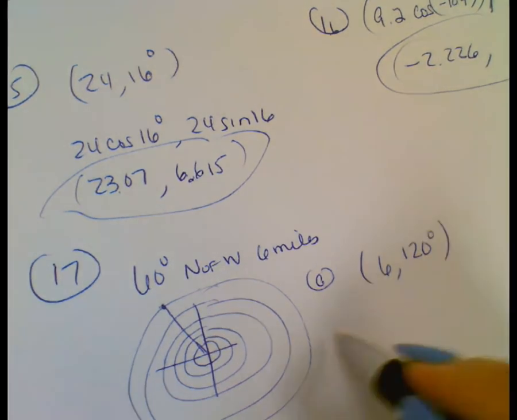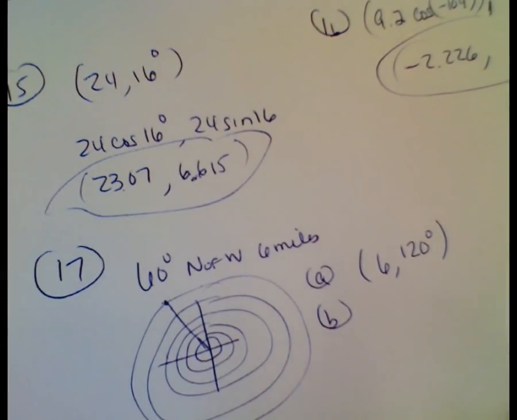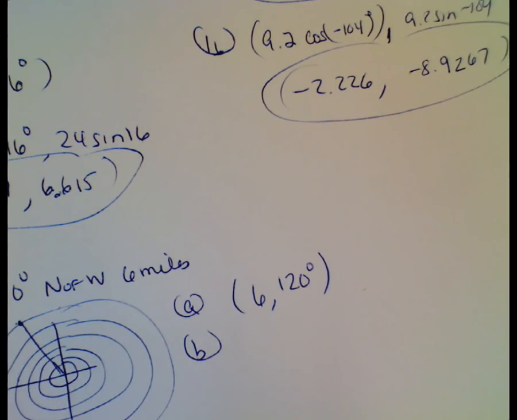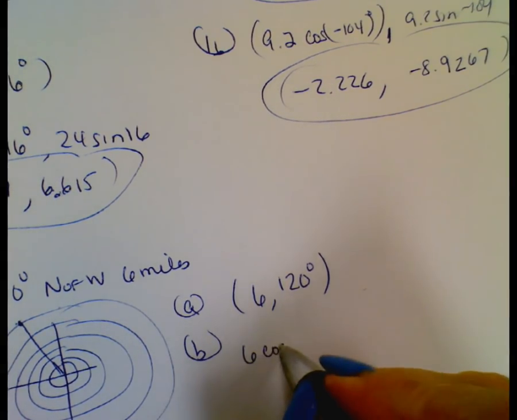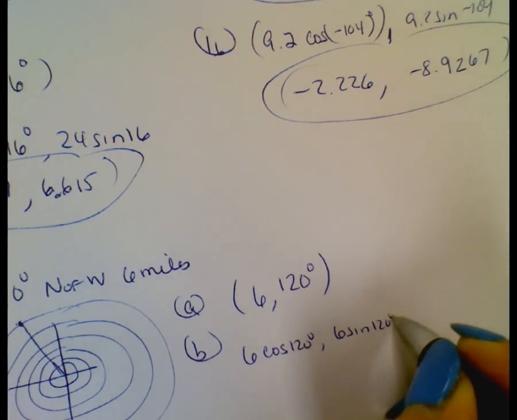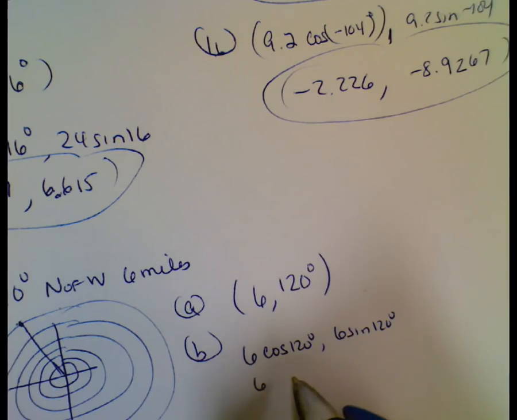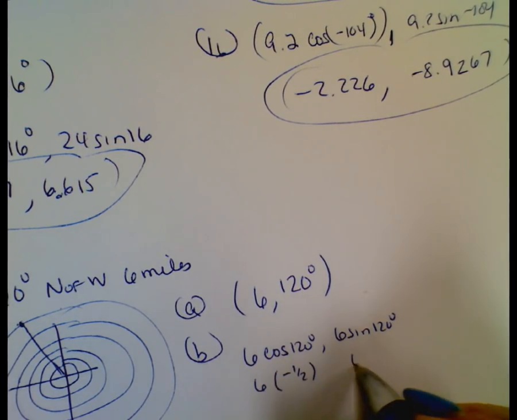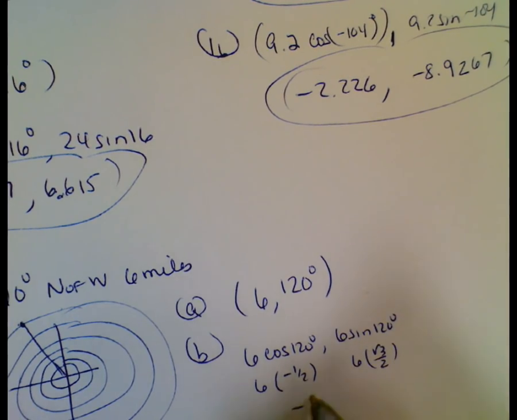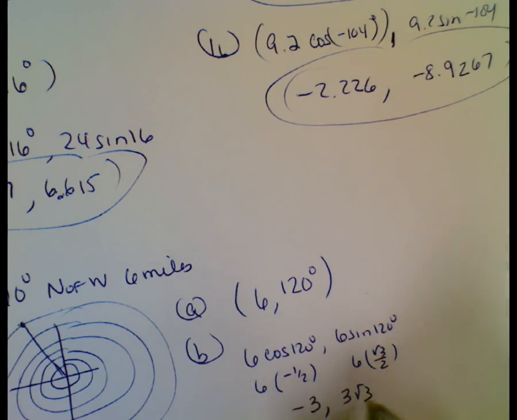Okay? So part B says, explain how you can use rectangular coordinates to describe the location of the rider in relation to the stable. So you could do 6 cosine of 120, 6 sine of 120. Cosine of 120 is what, negative 1/2. And sine of 120 is positive radical 3 over 2. So it would be like going negative 3 to the left and 3 radical 3 to the right.